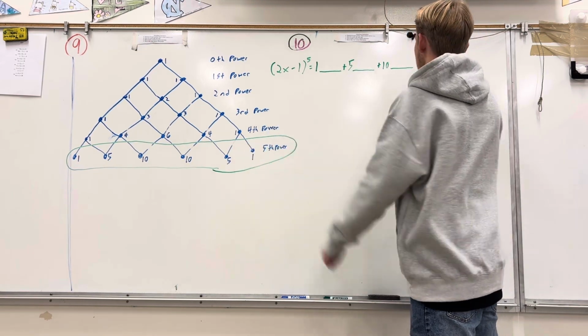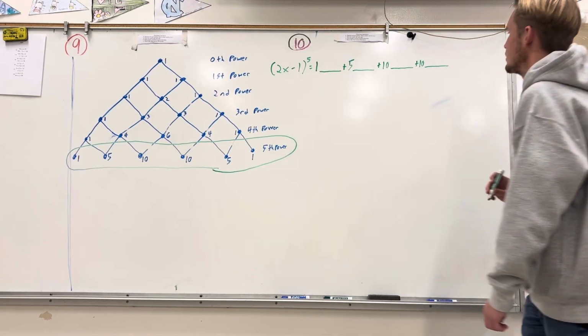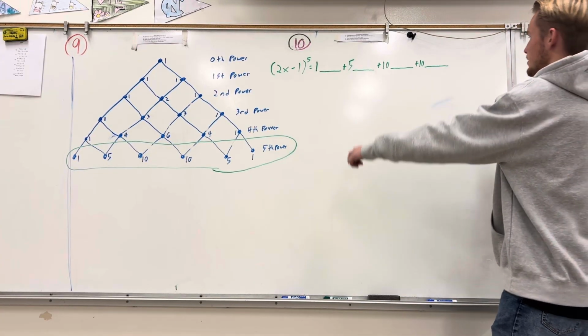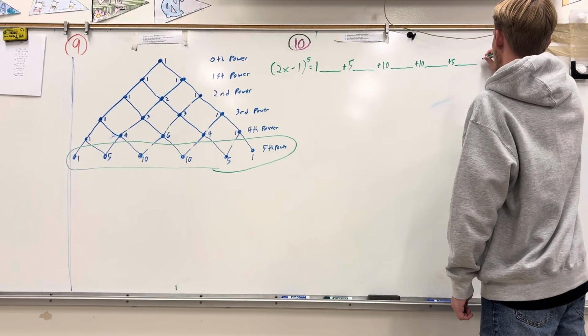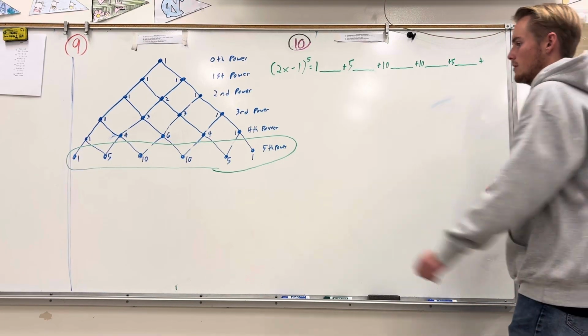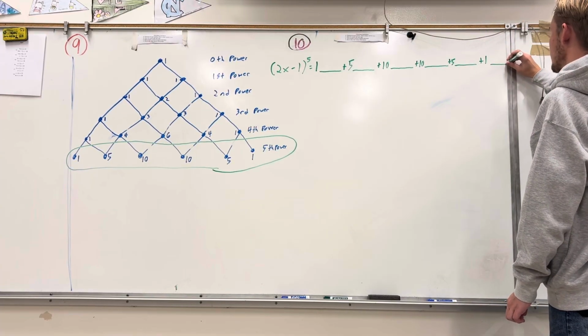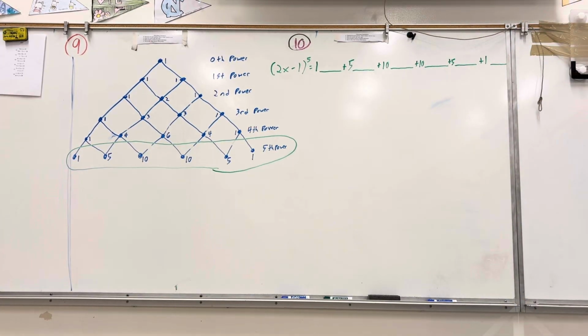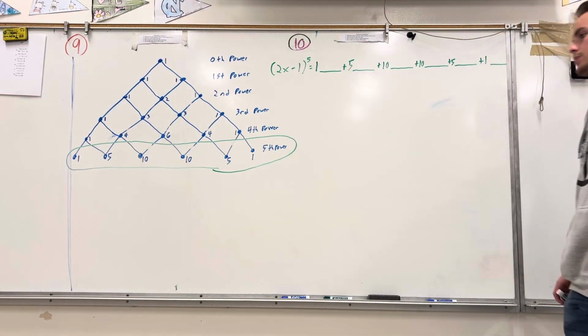Another 10 here, so plus 10 times something. We have a 5 next, so plus 5 times something. And finally, we have a 1 here, so plus 1 times something. Let me make sure the camera's getting all this. Perfect. So now what goes in these spaces right here?